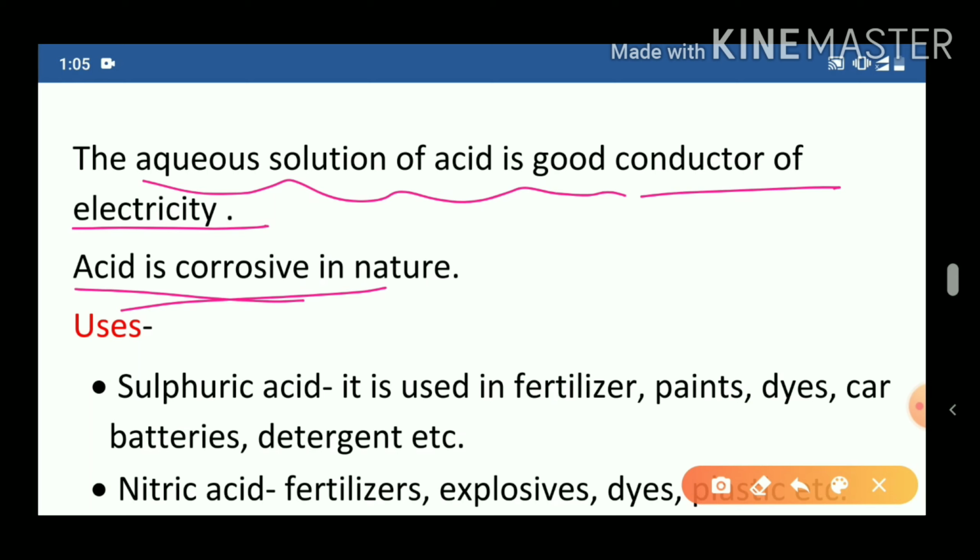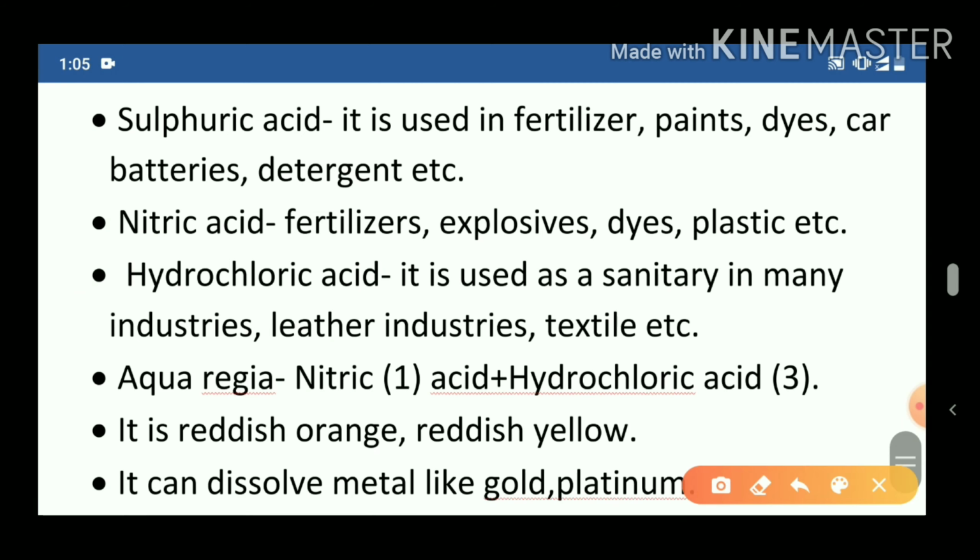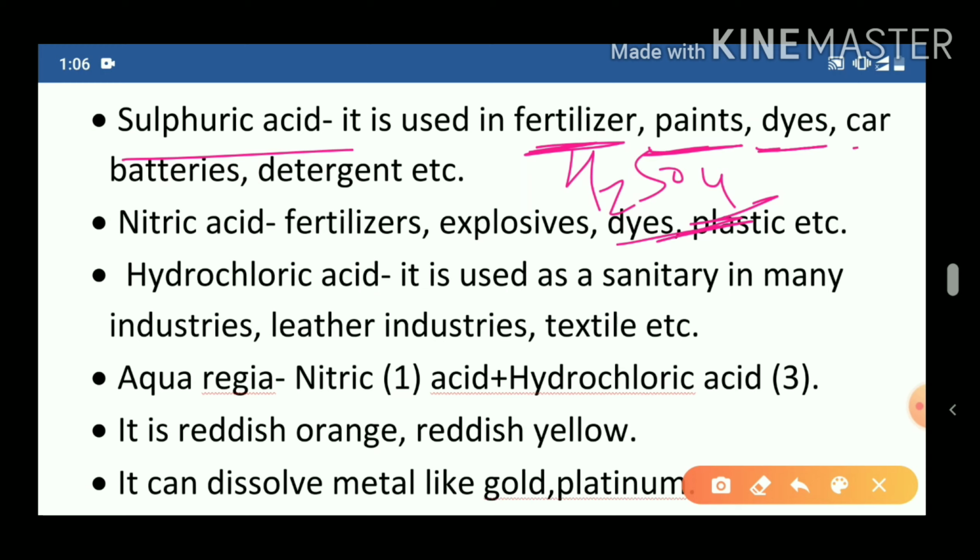Now, uses of acid, very important. First, sulfuric acid, H2SO4, is known as the king of acids because it is the acid which is used in all industries. We can decide whether a country is developed or developing on the basis of the use of sulfuric acid, because it is used in all industries. So it is known as king of acid, used in fertilizers, paints, dyes, car batteries, detergent, etc.